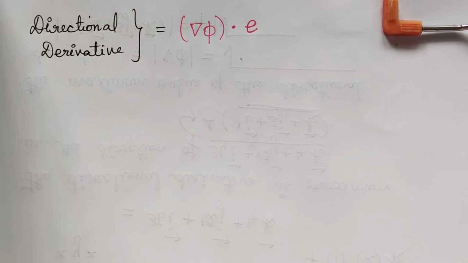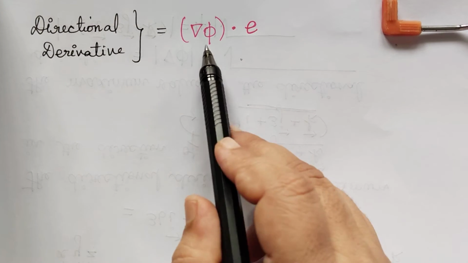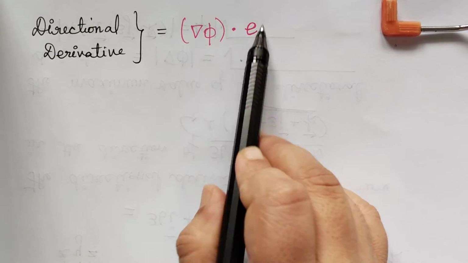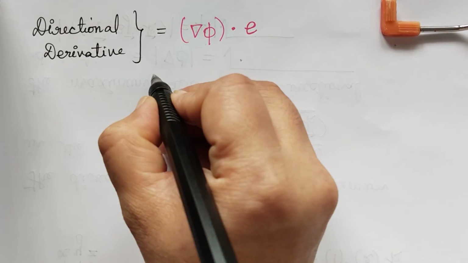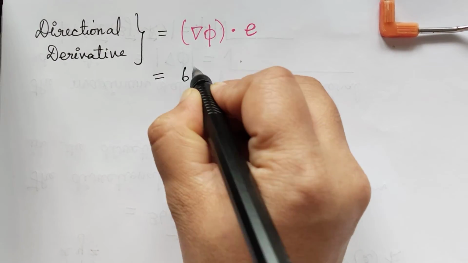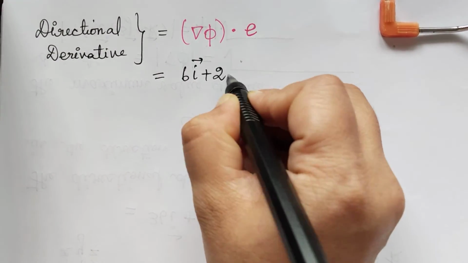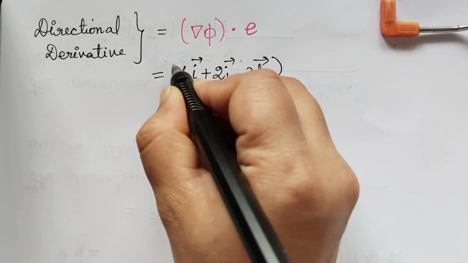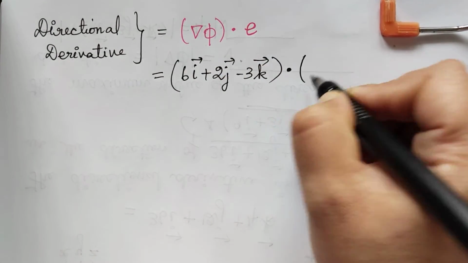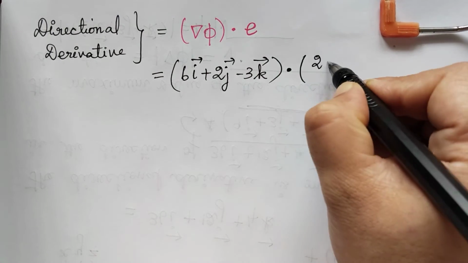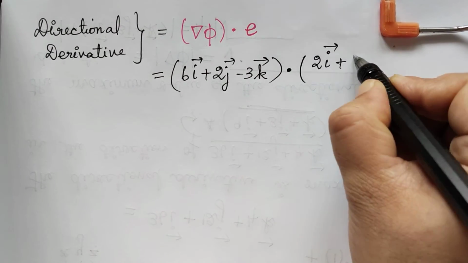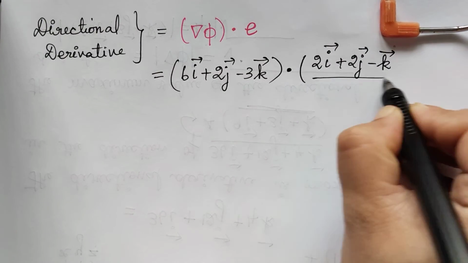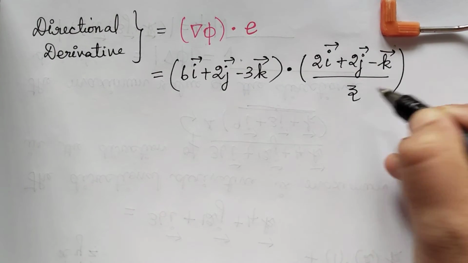So now we have to find the directional derivative, which is the dot product of nabla phi and e vector, e cap. Already we have found these two values, so we shall substitute them. Nabla phi is 6i vector plus 2j vector minus 3k vector. And this has to be taken a dot product with, what is e? That also we have found now. 2i vector plus 2j vector minus k vector, the whole divided by the constant 3.